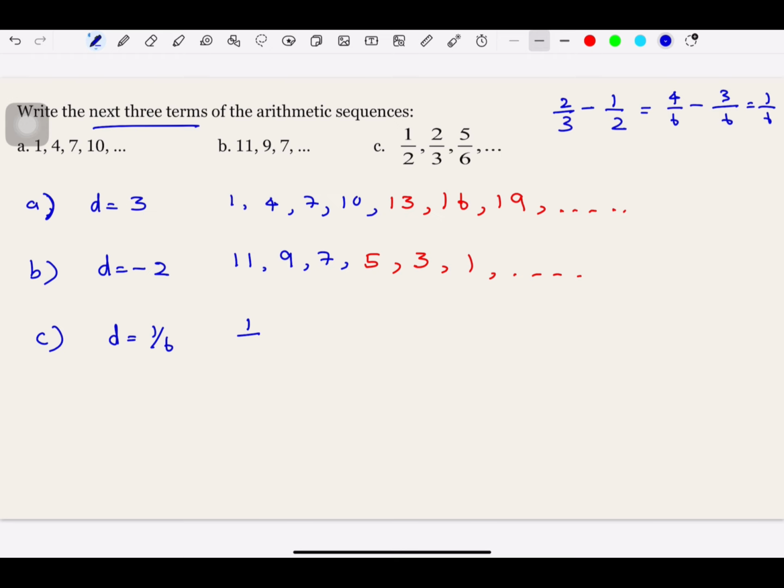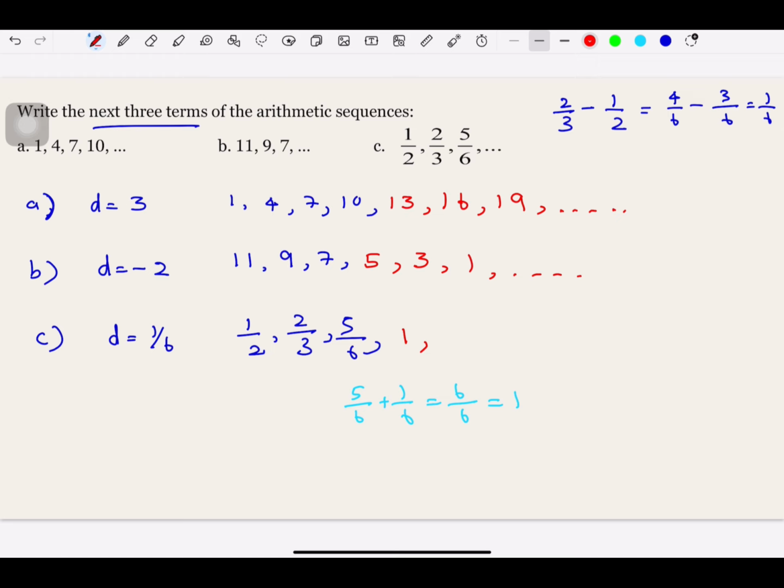So to get the next three terms, what you can do is add 1/6 to 5/6. So let's do the calculation. You have to add 1/6 here. That way you'll get 6 over 6, which is 1. So your next term is 1.